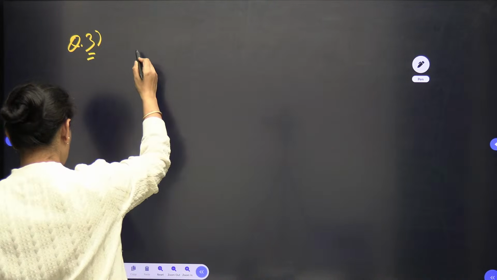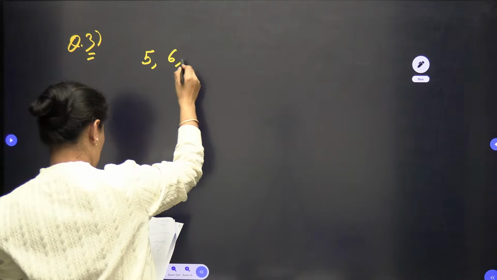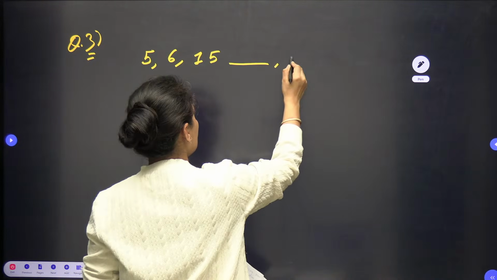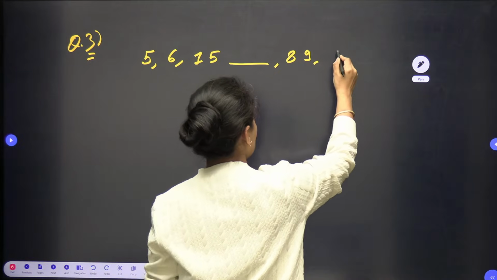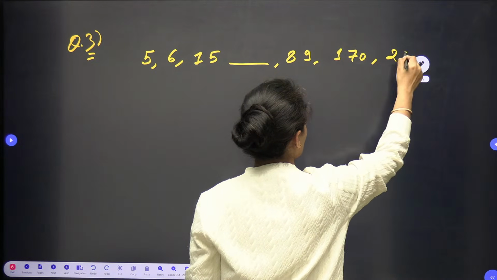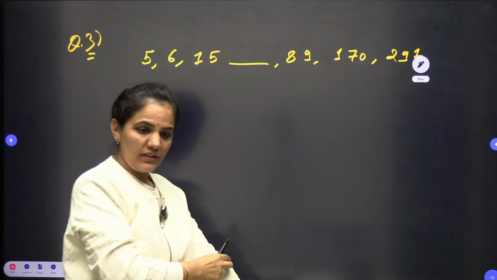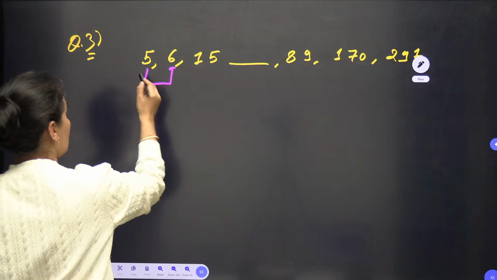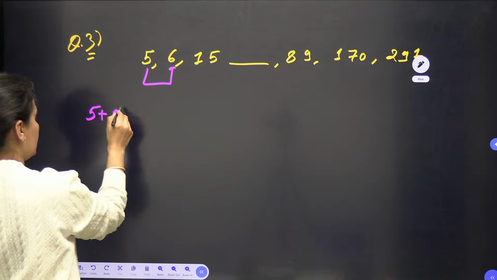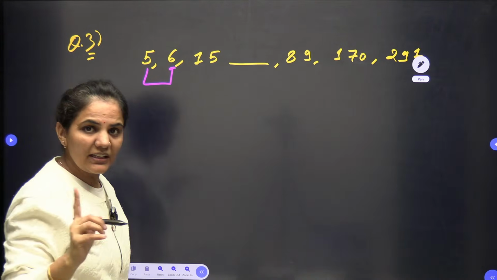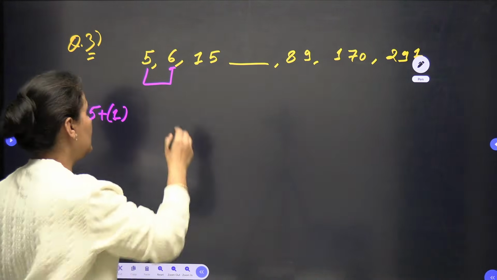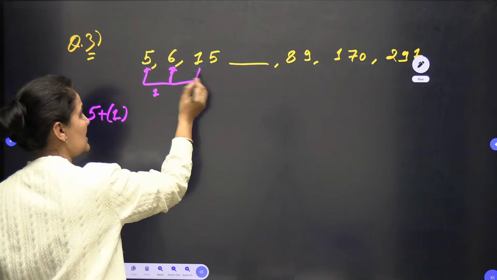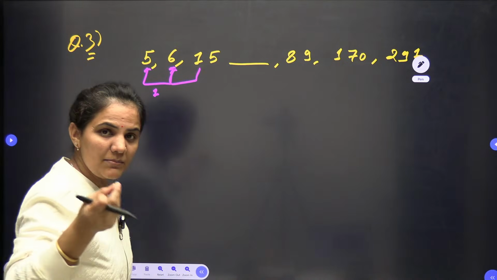They are asking, find the missing term in the given series: 5, 6, 15, blank, 89, 170. Okay. So we need to check which series is here. First of all, you can see the difference. If I'm going with only 1, then maybe I'm not getting the correct result. But when I'm checking, the difference between 6 and 5 is 1. The difference between 15 and 6 is 9.